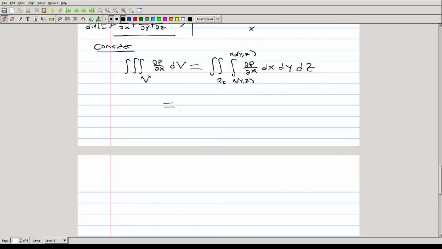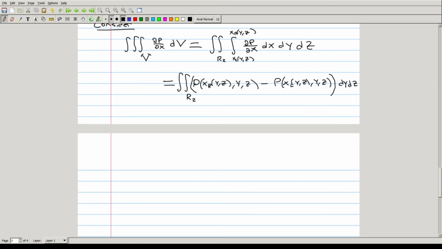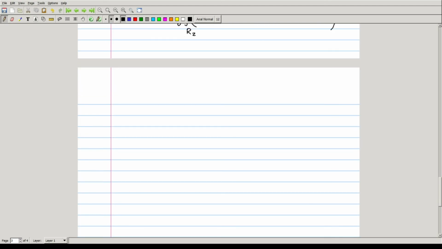So this ends up becoming the same thing as the double integral over R2 of P evaluated at x_R of (y, z), comma y, comma z, minus P evaluated at x_L of (y, z), comma y, comma z. And at first, this may not look super helpful, but rest assured, it's going to be very, very helpful.